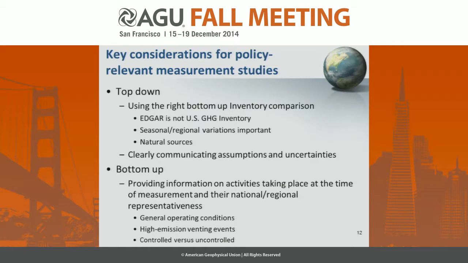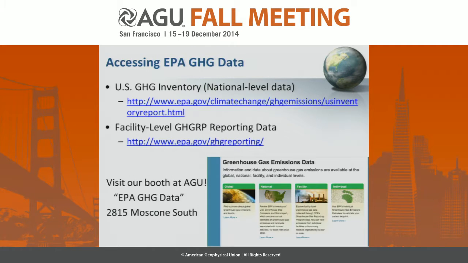Also, seasonal and regional variations are important. If a measurement's taken place in the summer at a certain region, we would need to know if it applies nationally and annually as well. Natural sources also have to be taken into account. So it's very important to clearly communicate assumptions and uncertainties. Finally, on bottom-up, providing information on the activities taking place at the time of measurement and their national and regional representativeness is important to us as well to directly translate things to the inventory. These are just some resources. So, thank you.